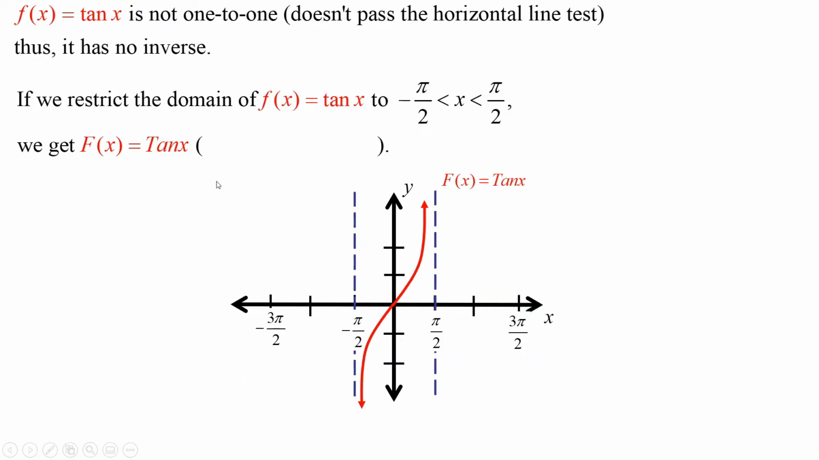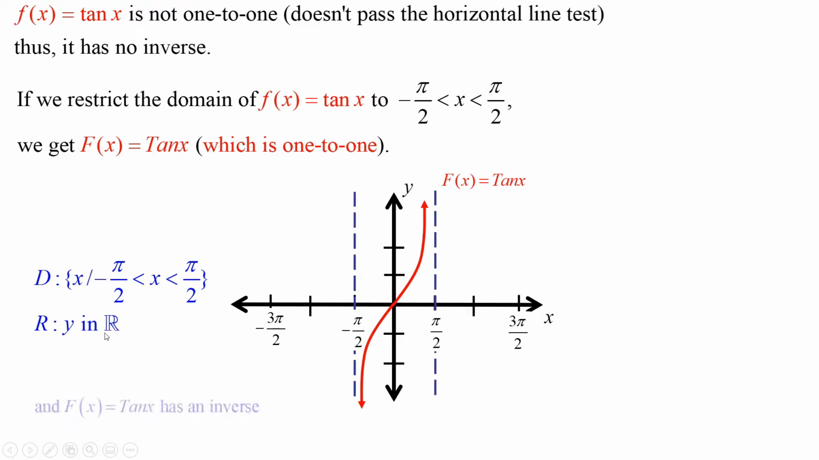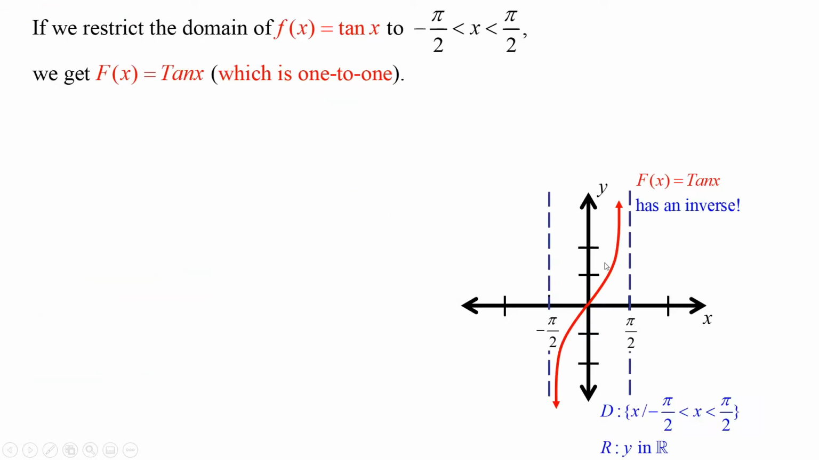Passes the horizontal line test no matter where we put that horizontal line. It is 1-to-1. So our restricted domain is x such that negative pi over 2 is less than x and x is less than pi over 2. And our range is, well, I'm going forever towards negative infinity and forever up towards positive infinity. So the range is all y in the set of real numbers. All right. Now f of x equals tangent of x has an inverse because it is 1-to-1.